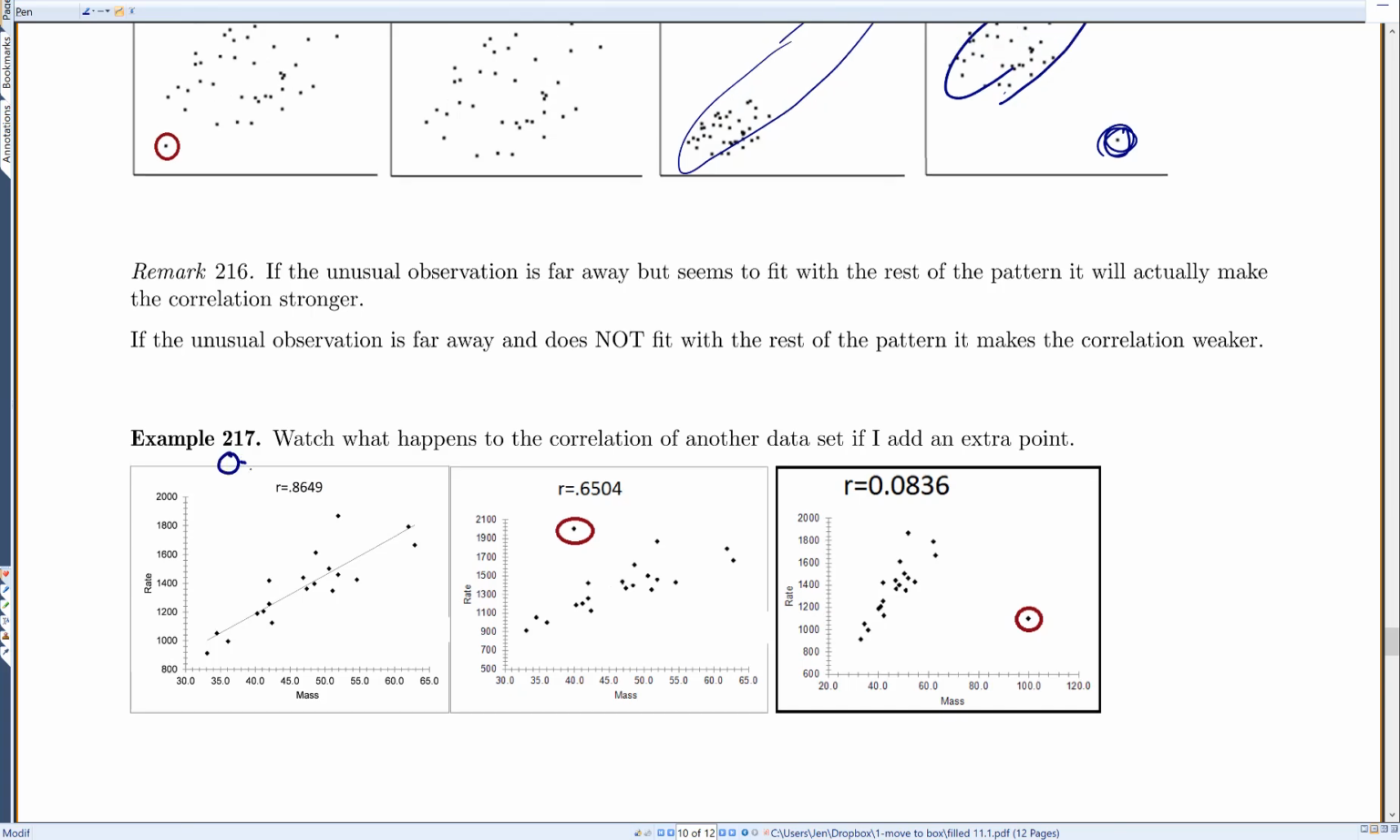So here's just another example. This is my original data set for just a different data set. I have a pretty high correlation of 0.8649. I added 1 point up here. So here's my data. I added 1 point that did not fit with the data, and it dropped my correlation to 0.6504. And then this is the same data, but I added another point so far out here that it changed the scale and made it look like it was changing. I added a point so far away, my correlation dropped almost to 0.